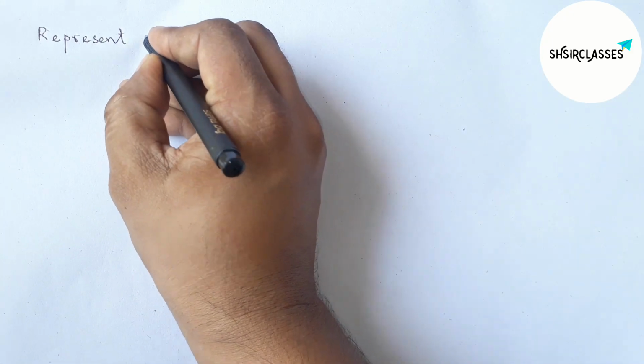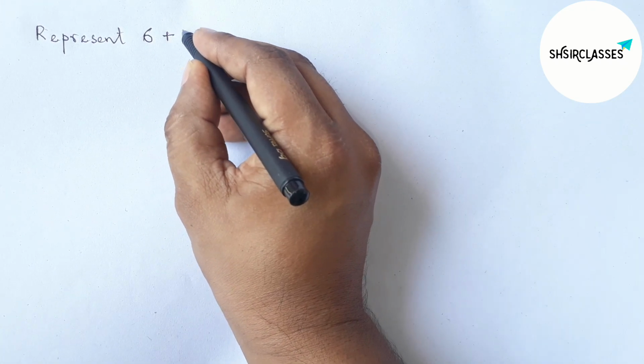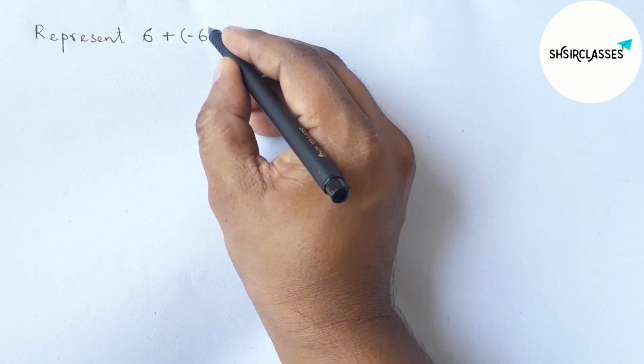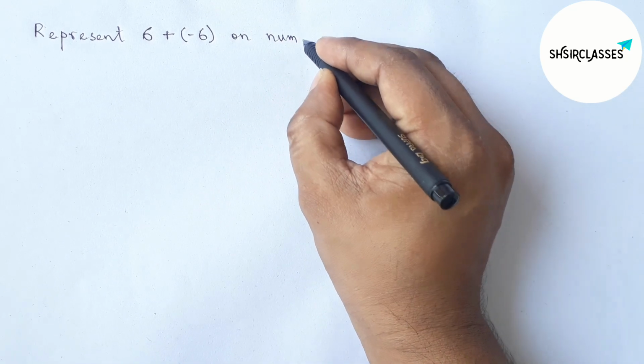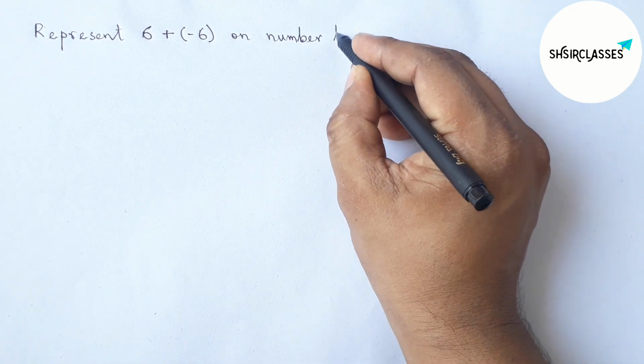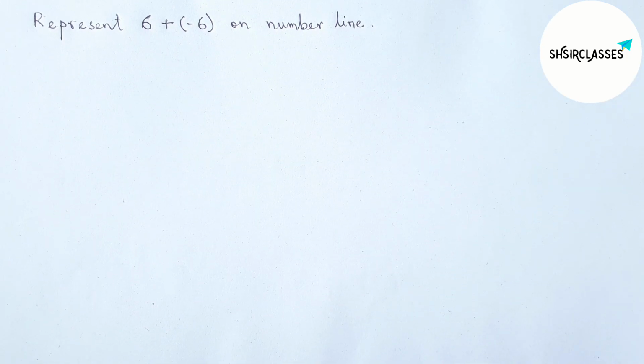Today in this video, we will use a number line to add, or represent, 6 plus (minus 6) in brackets on a number line in an easy way. So please watch the video till the end. So let's start the video.